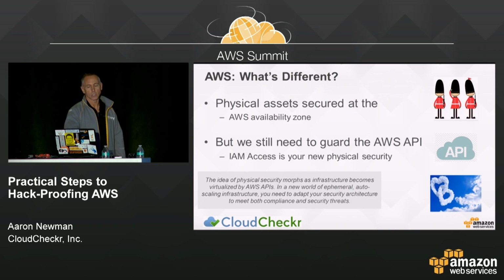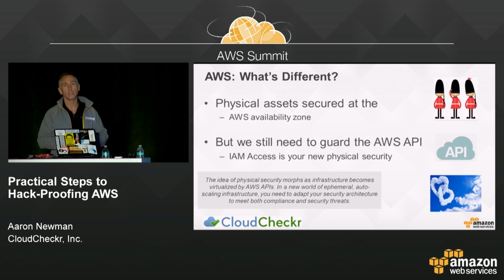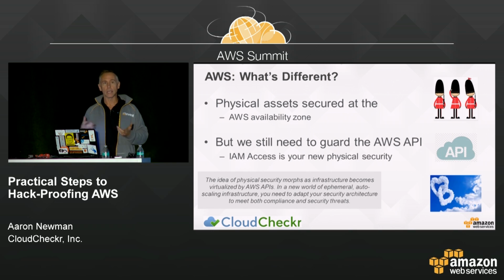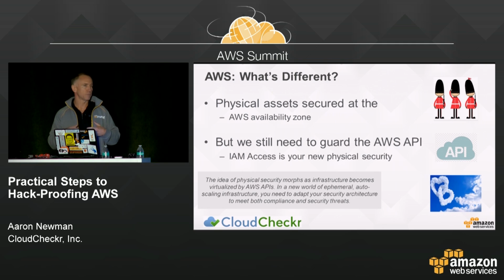But what changes? We do still need to guard the Amazon Web Services API. That API has basically become physical security for us. It used to be, if somebody is trying to break in and steal a hard drive, they would have to break into your building, jump over your gate, go into your server, and pull out a physical hard drive. That's what physical security was.